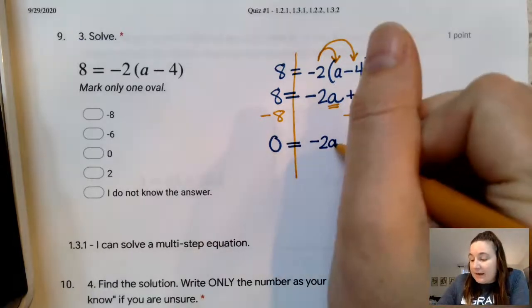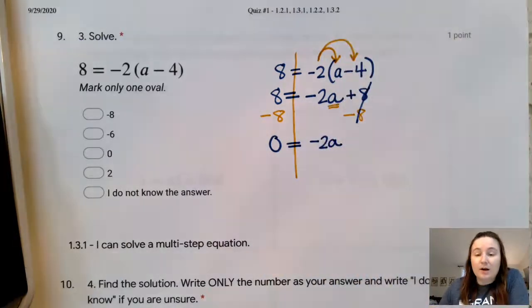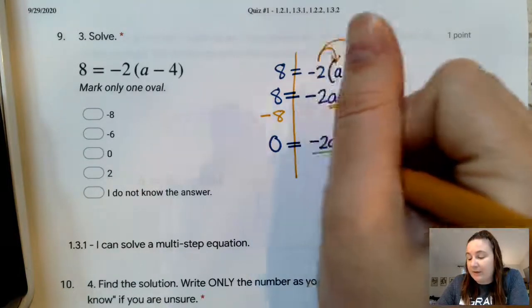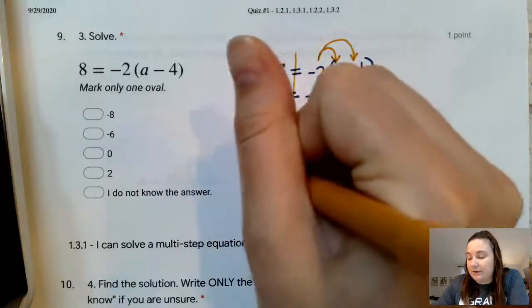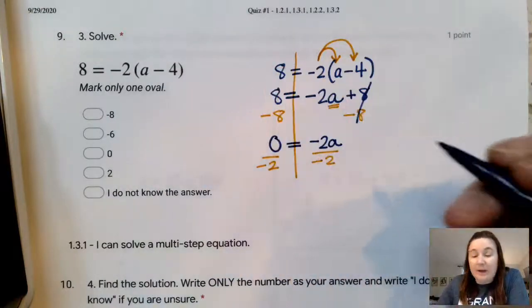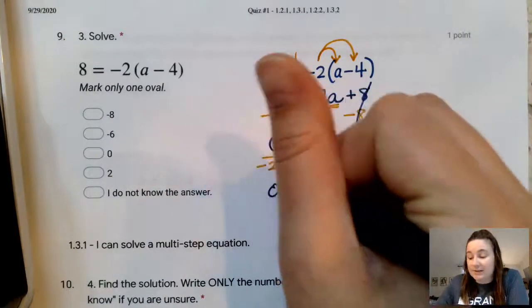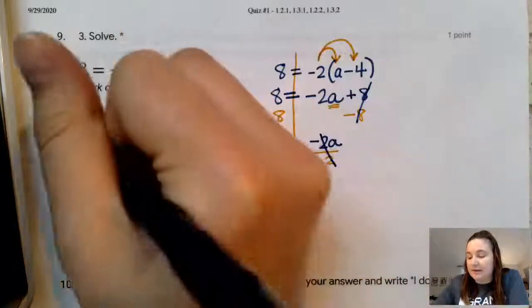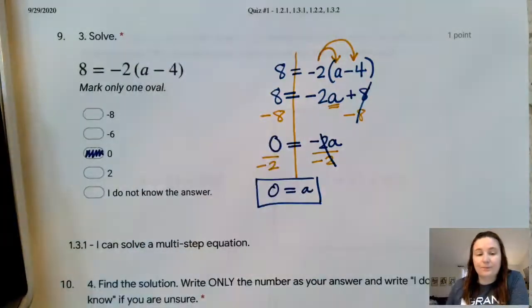My final step, since a and the negative 2 are squished together, they are being multiplied. So I undo that with the inverse of division. And 0 divided by anything is just 0. And so my answer is 0.